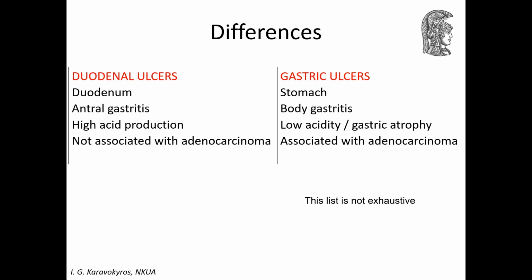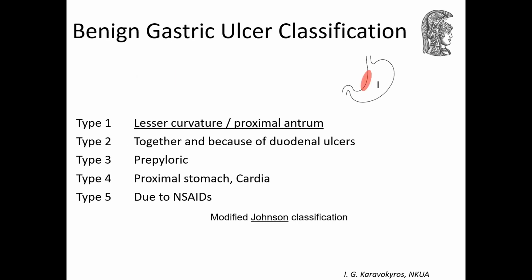On the other hand, gastric ulcers are in the stomach, are combined with body gastritis and gastric atrophy. Gastric acidity is not increased, and they have been epidemiologically associated with gastric adenocarcinoma. Gastric ulcers are further divided into subtypes depending on their location. Again, different location indicates different biological behavior.